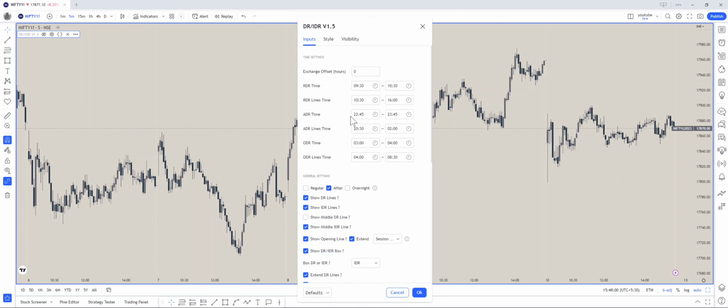You are going to change the timings. From this timing, wouldn't be there, there would be some other timing. So change these timings from 22:45 to 23:45 and 20:30 to 2. Okay, so these are the settings you have to do with this indicator to get the Indian version modified DR and IDR. Okay, so let's go for some live examples and see how DR IDR works.